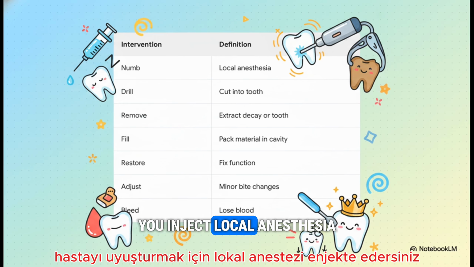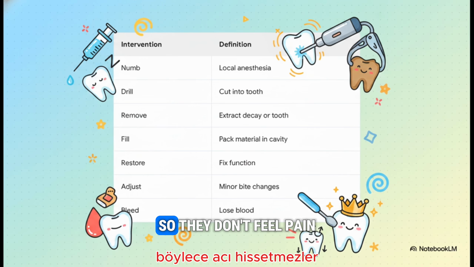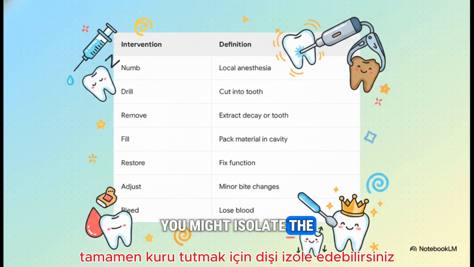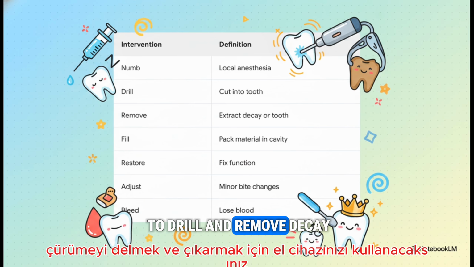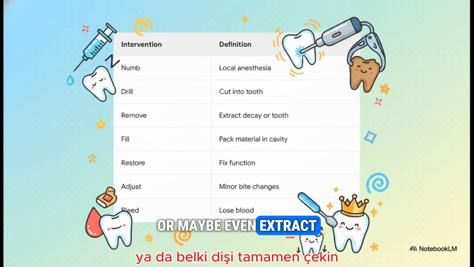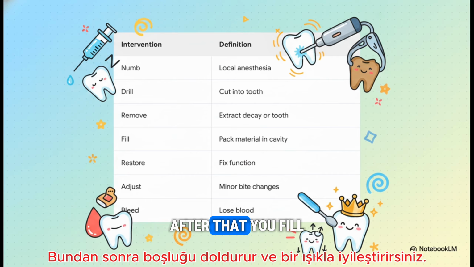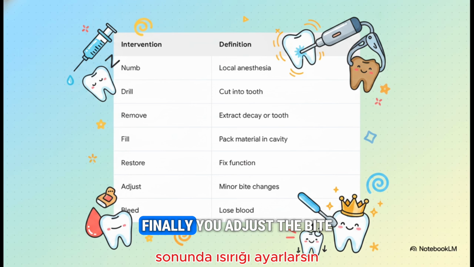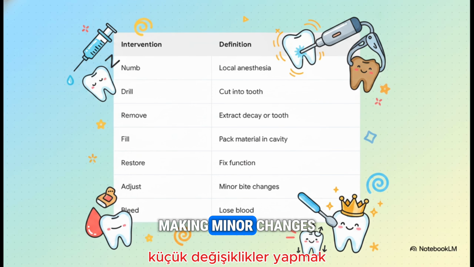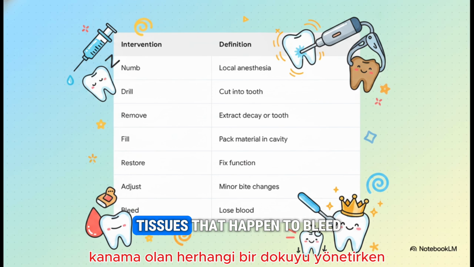And here we have the core vocabulary for your hands-on interventions. You inject local anesthesia to numb the patient so they don't feel pain. You might isolate the tooth to keep it completely dry. You'll use your handpiece to drill and remove decay, or maybe even extract a tooth entirely. After that, you fill the cavity and cure it with a light, or you restore the tooth by cementing a permanent crown in place.